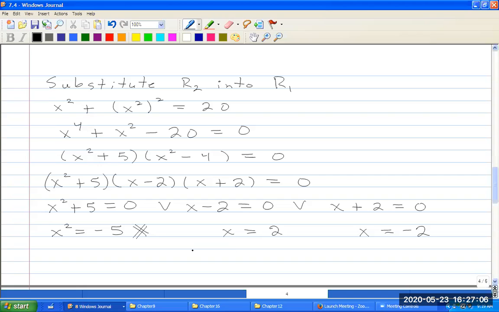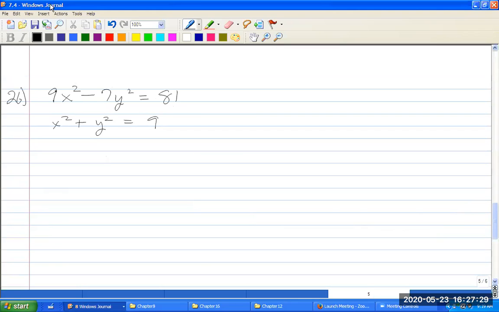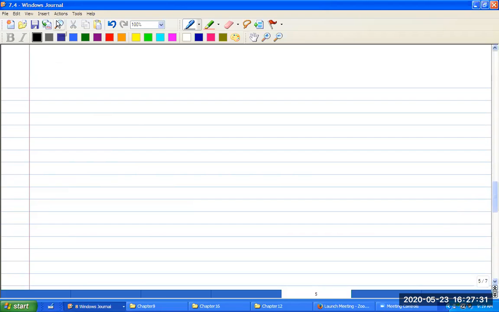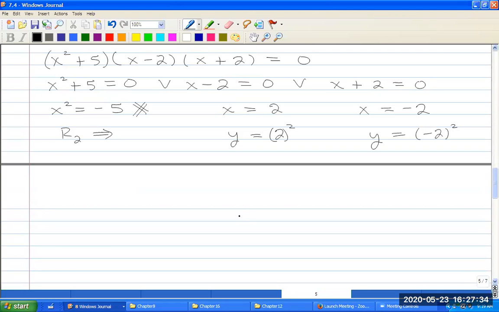So now let's use R2 to solve for y. And so I have that y is equal to x squared. Let me do another page. Okay, now it's moving. And so I have y is equal to 4. Here, y is also equal to 4. So therefore, I have two solutions.